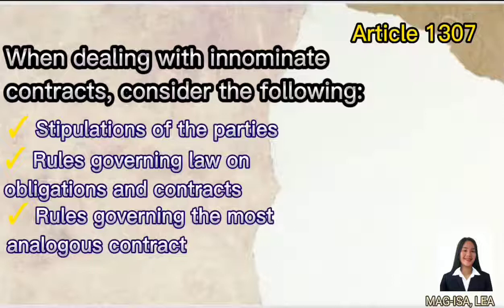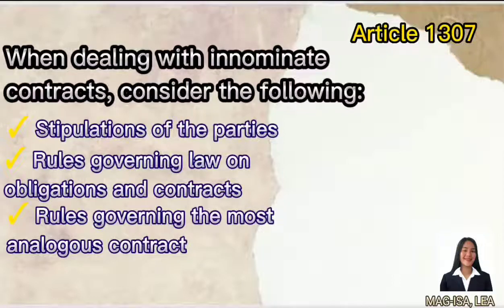So, kung yung innominate contract ay mukhang sales, we bring the rules governing law on sales kasi yun yung most analogous. Kapag sinabi kasi nating most analogous, parang iyon yung pinakahawig niyang contract. So, although para siyang contract of sales, pero hindi siya talaga sales kasi hindi niya na-meet yung definition or requisite ng isang contract of sale. Pero pwedeng gamitin yung rules on contract of sales para dun sa innominate contract.